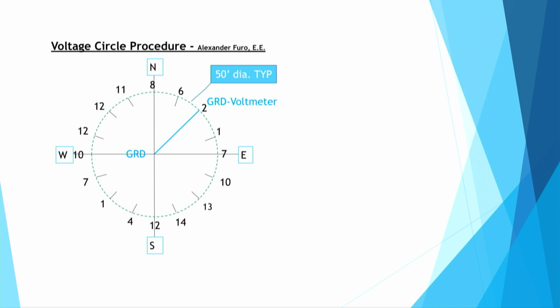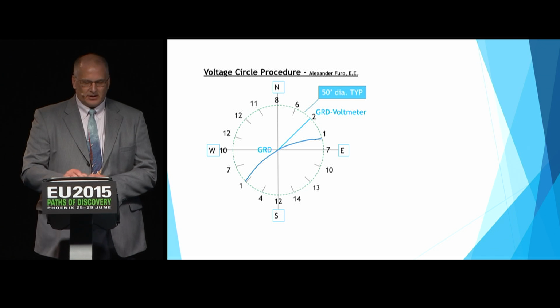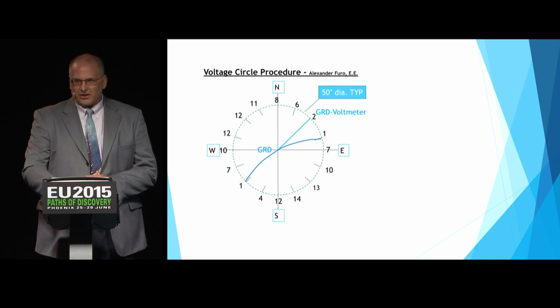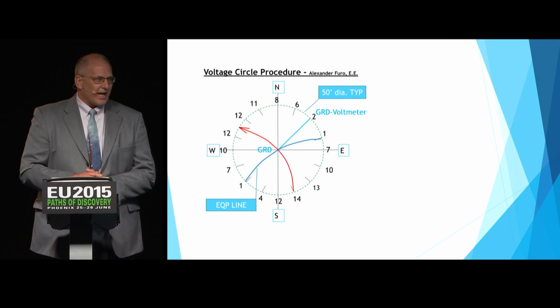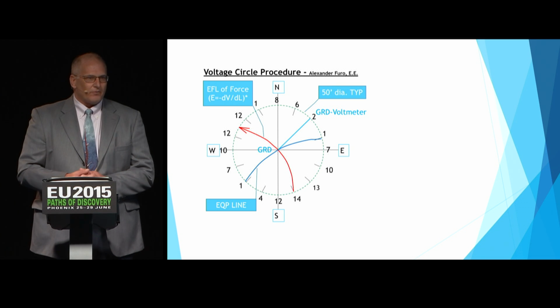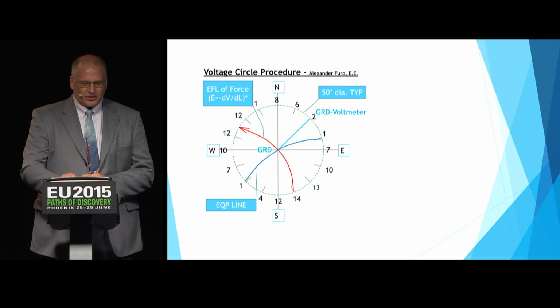That allowed me to draw what was called an equipotential line from the lowest voltage on one side through the center point to the lowest voltage on the other side. Perpendicular to that is the electric field line of force, starting at the highest voltage of the circle, going through the center point and to the highest voltage on the other side of the circle. That's the electric field line of force within that circle, and the arrow indicates the direction.